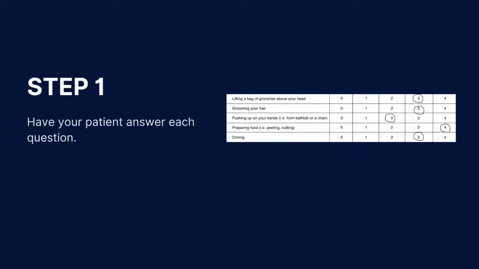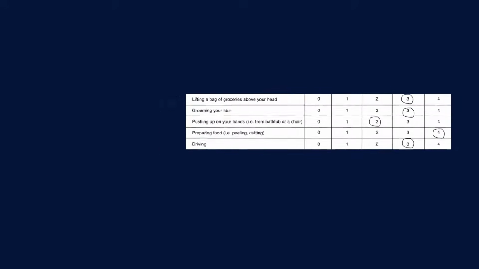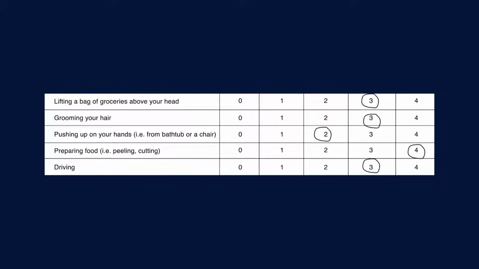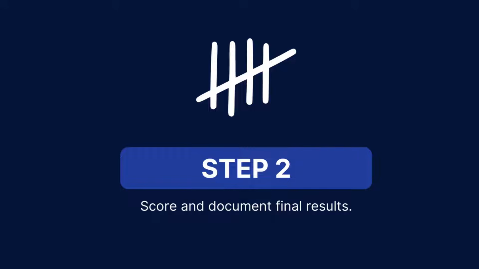To use our UEFS, follow these steps. Download our UEFS off our Carepatron platform, which you can find in the description. Have your patient answer each question truthfully, rating their performance on a scale of 0 to 4. Score and document the final results. Add up their responses to get the total score. Record the score and add any relevant notes or comments in your patient's record.